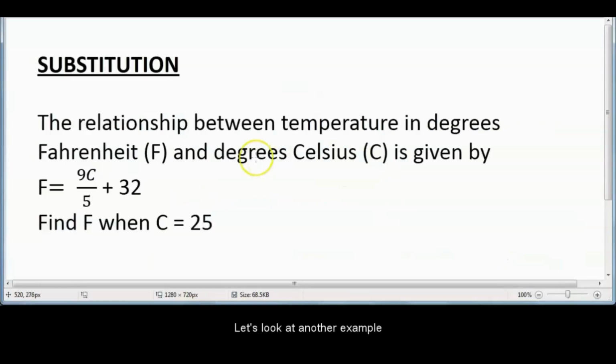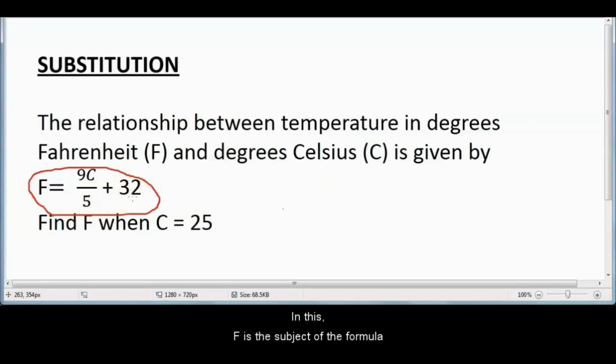Let's look at another example. The relationship between temperature in degrees Fahrenheit and degrees Celsius is given by F equals 9C over 5 plus 32. Find F when C equals 25. Okay, we have that F equals 9C over 5 plus 32.